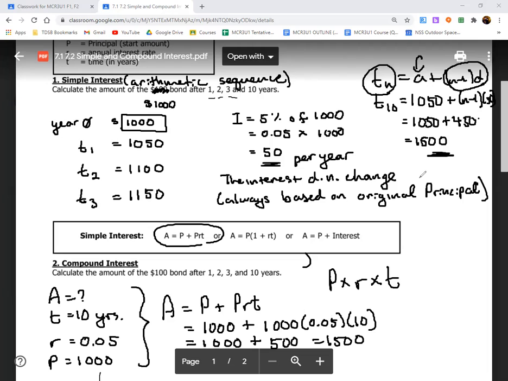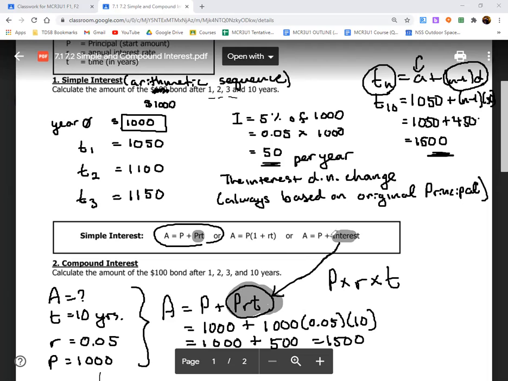So if ever in the future you have a question that deals with simple interest, it's just a simple formula. A equals P plus PRT. And PRT, put a little highlighter here. PRT represents the interest. PRT equals interest. Right there. So PRT, interest.